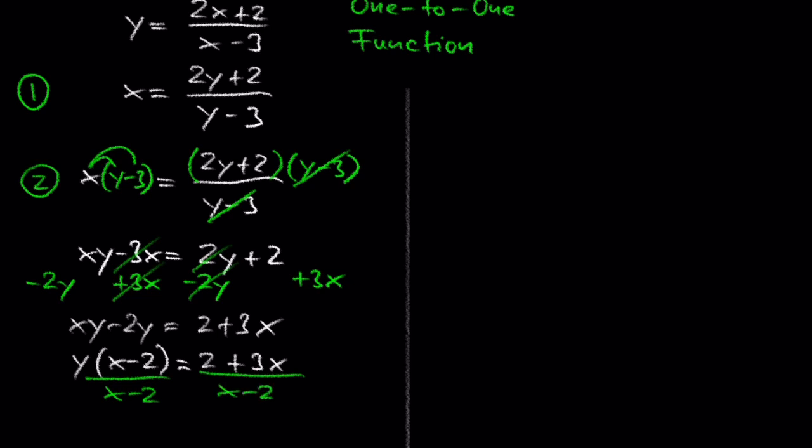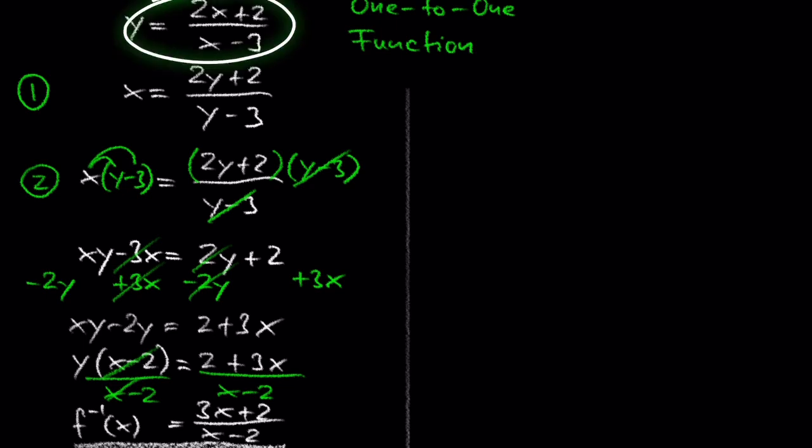On the left side, x minus 2 cancel each other out. And on the right side, we get (3x + 2) over (x − 2). This is going to be our inverse function of the original function. So f inverse of x equals (3x + 2) over (x − 2). And we're done with finding the inverse function of the original function.